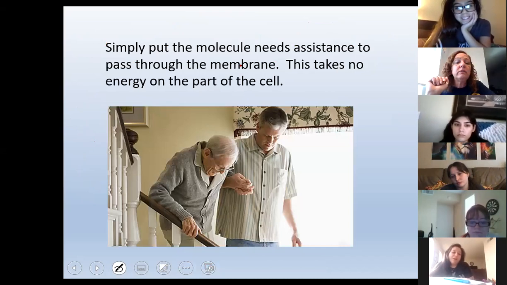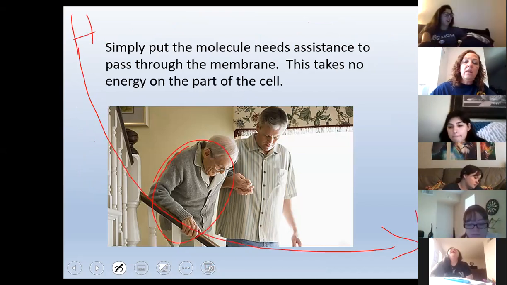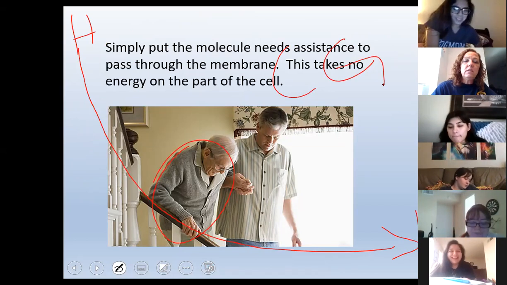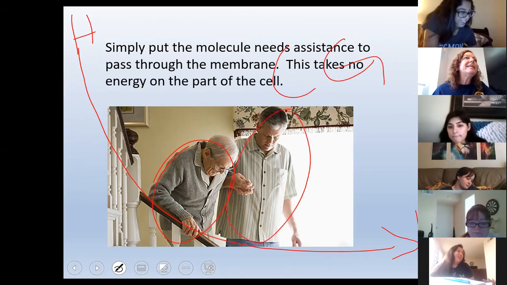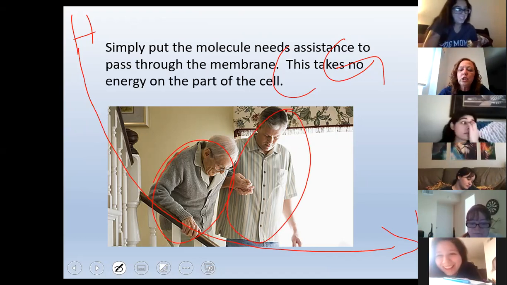Here's just a picture. Here's my molecule. It's moving from high to low, with the concentration gradient. And here's somebody who is helping, facilitating it. This is for my visual learners.